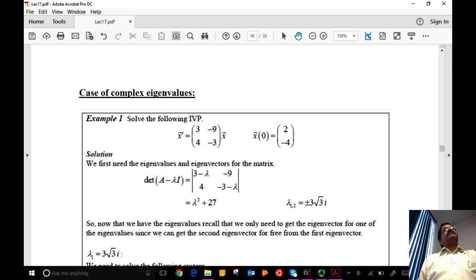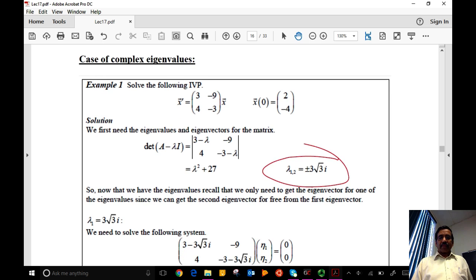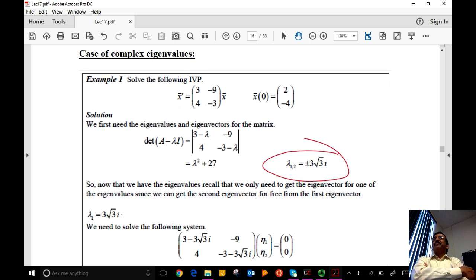The case of complex eigenvalues. What happens if the eigenvalue is something like plus or minus 3 square root of 3 i? So what do you think would happen in this case? No real part. There is only an imaginary part. Right? So there are two eigenvalues. It's a second order problem. So two eigenvalues that are given by plus and minus, but they are imaginary, 3 square root of 3.